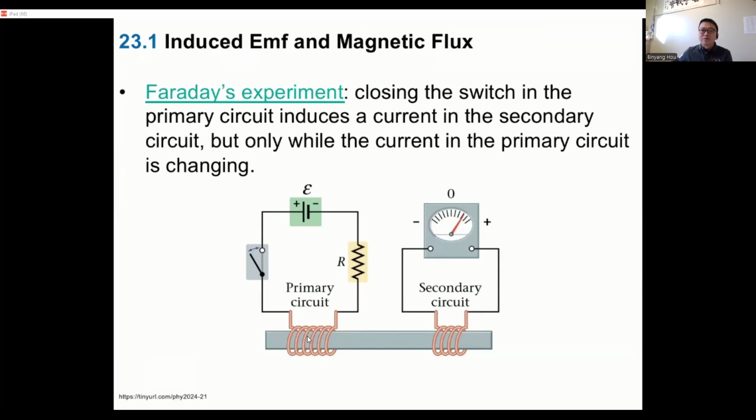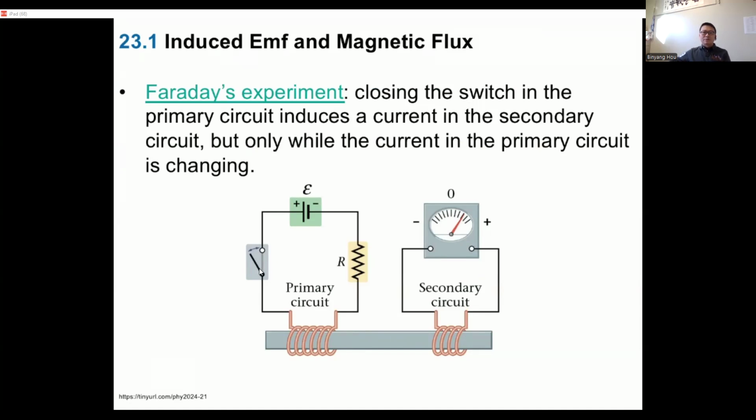What happens is when you close the switch, you have current going through this coil, and it will generate a magnetic field. The magnetic field is going to be confined inside this iron bar, so it will present the magnetic field at the location of your secondary coil. If there's a change in current, then there's a change in magnetic field, so you'll see a current sensed in this galvanometer. If you open the switch later on, you'll see the current go in the opposite direction. You'll see the needle switch to the other direction.